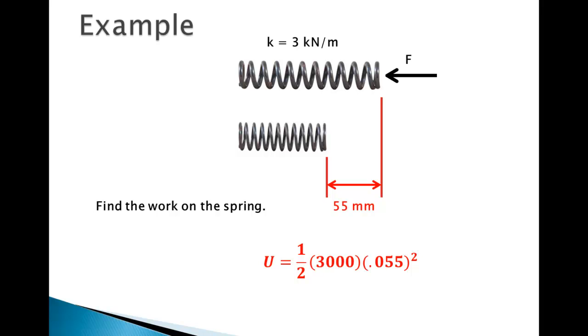So we have U equals 1/2 times 3 kilonewtons per meter, which is 3,000, times 0.055, which is the distance that the spring is being compressed, and square that. And we get a value of work, or of energy, to be 4.54 joules. Okay, so that's the work that's being done on the spring.